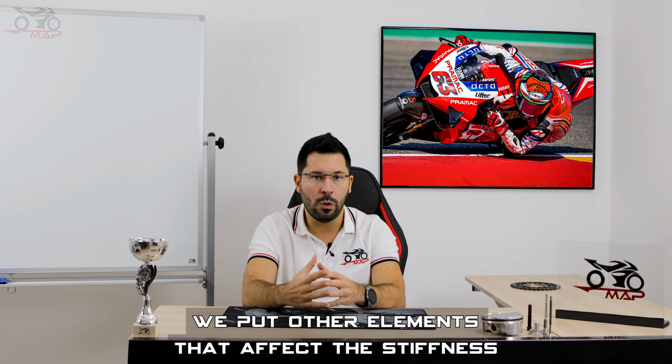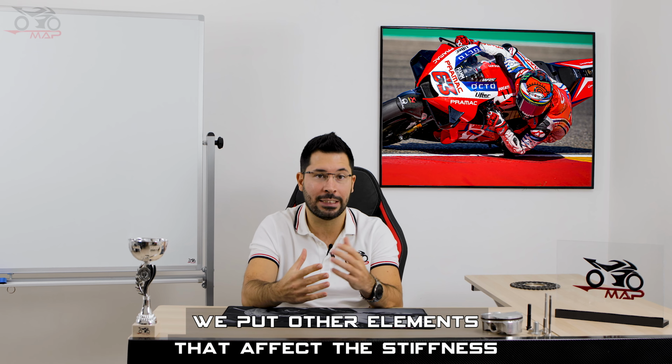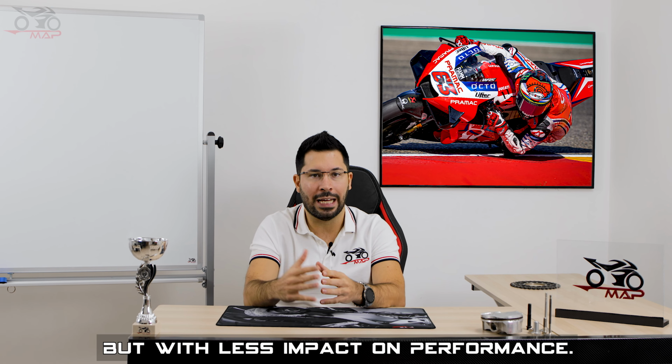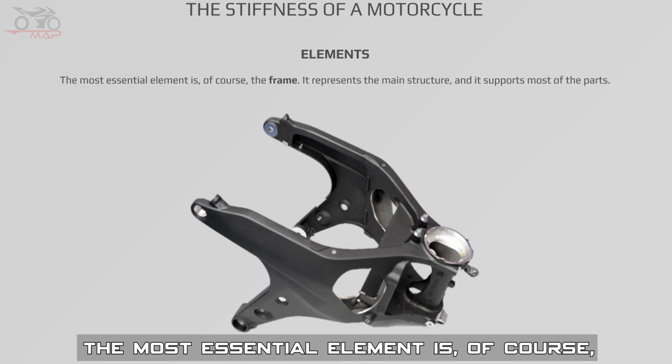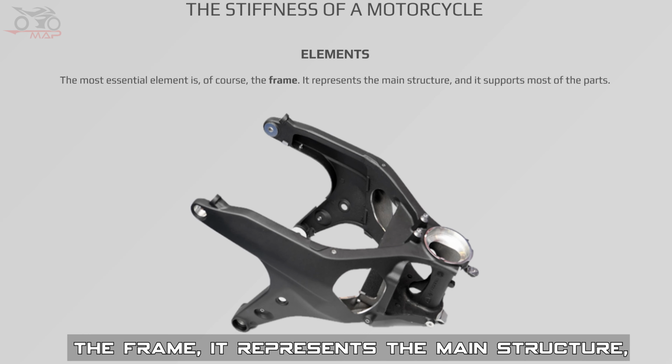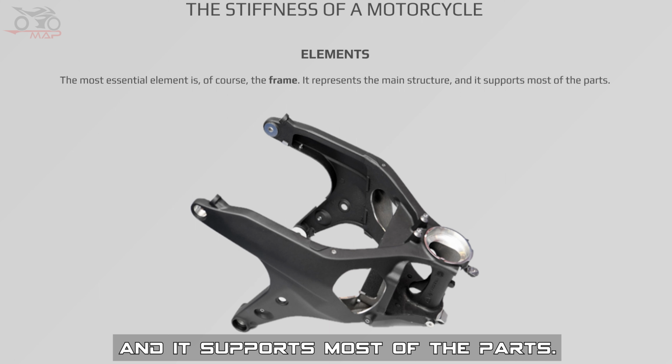As we said initially, the response of the motorcycle depends on the resulting stiffness of the whole system. Let us have a look at the most critical structural components of the motorcycle. We could think to divide them into categories. In the first category, we put the most important and crucial structural components, and in the second, we put other elements that affect the stiffnesses but with less impact on performance. The most essential element is, of course, the frame. It represents the main structure and it supports most of the parts.